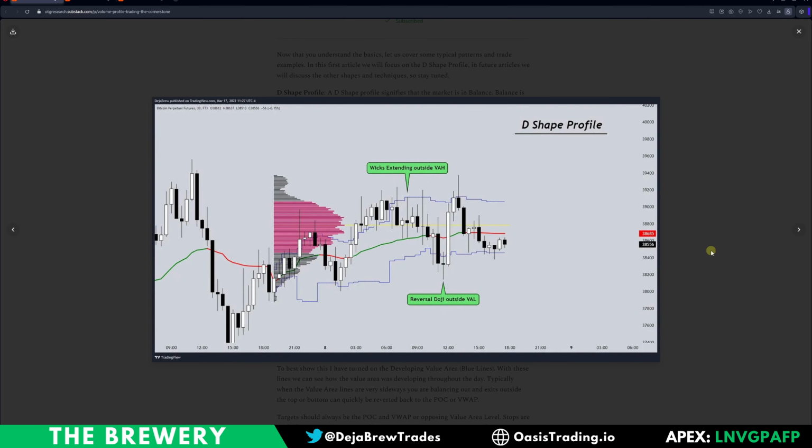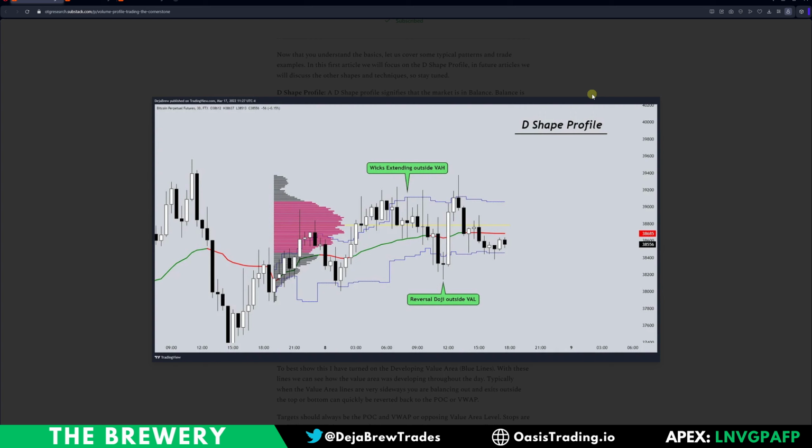So with the D-shaped profile, how do we trade profiles like this? Typically, what we want to look for is when the wicks are starting to extend outside of the value area. So the value area high would be right up here. The value area low would be right down here. If you guys don't know what these mean, either read the article or take a look at my volume profile series on YouTube, where I extensively cover how to trade volume profile. But for this video, we're just going to be covering the specifics on the trade examples.